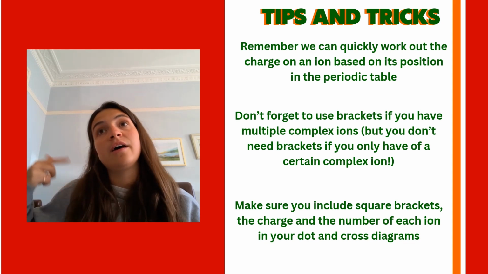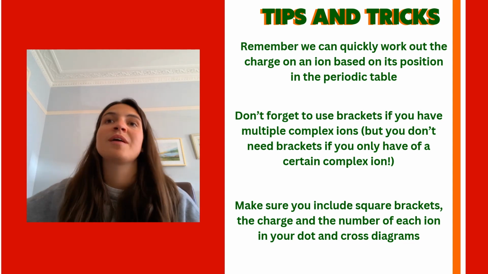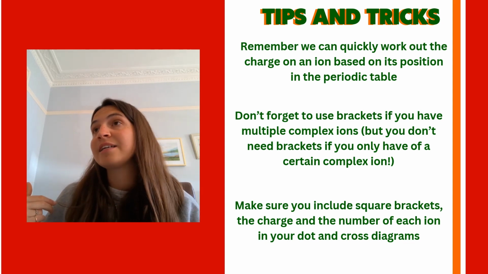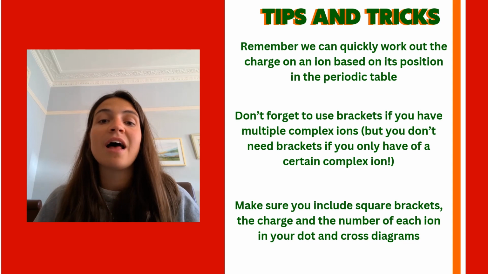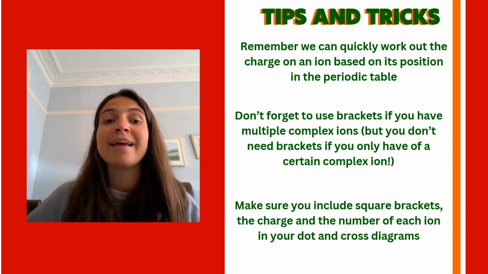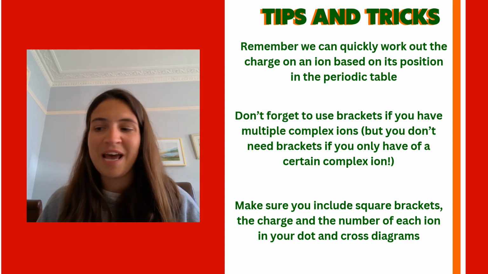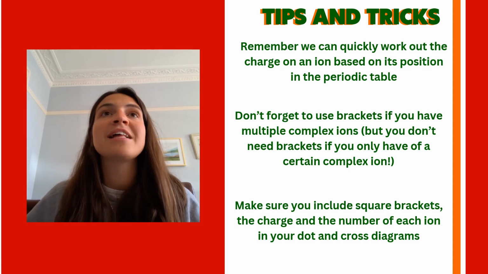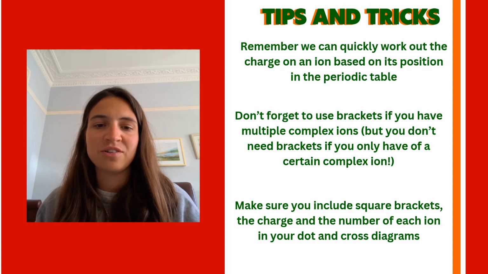Remember, if you're a non-metal, then you are going to gain electrons, but you still use your group number. So let's say you were in group 6. You're a non-metal, you need to gain 2 electrons to have a full outer shell of 8. And since you gained those 2, then you're going to have a -2 charge.